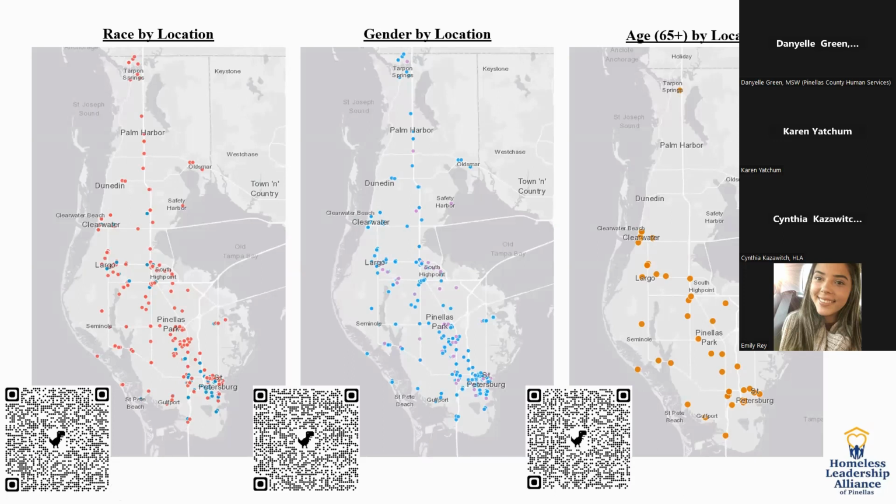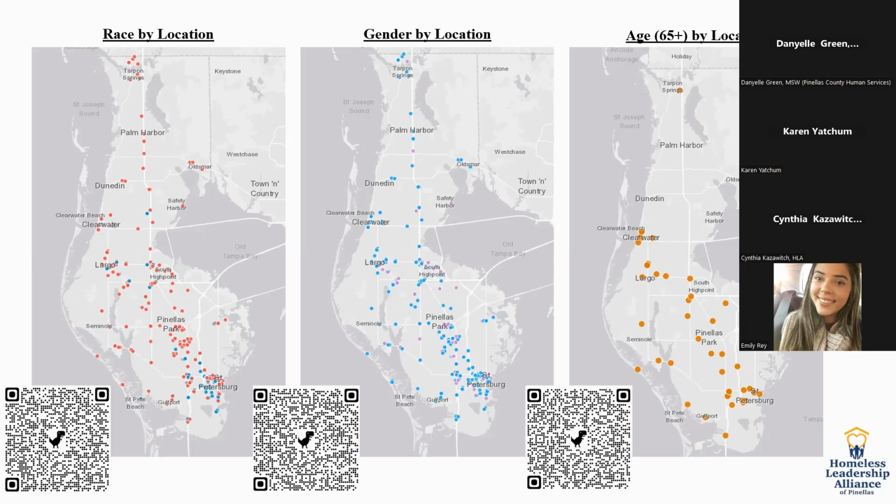I want to save that for our conversation at the end, but I do want you guys to explore it for yourself and actually look at the data. But just in case you don't want to, I provided pictures. The first on the far left is the race by location.